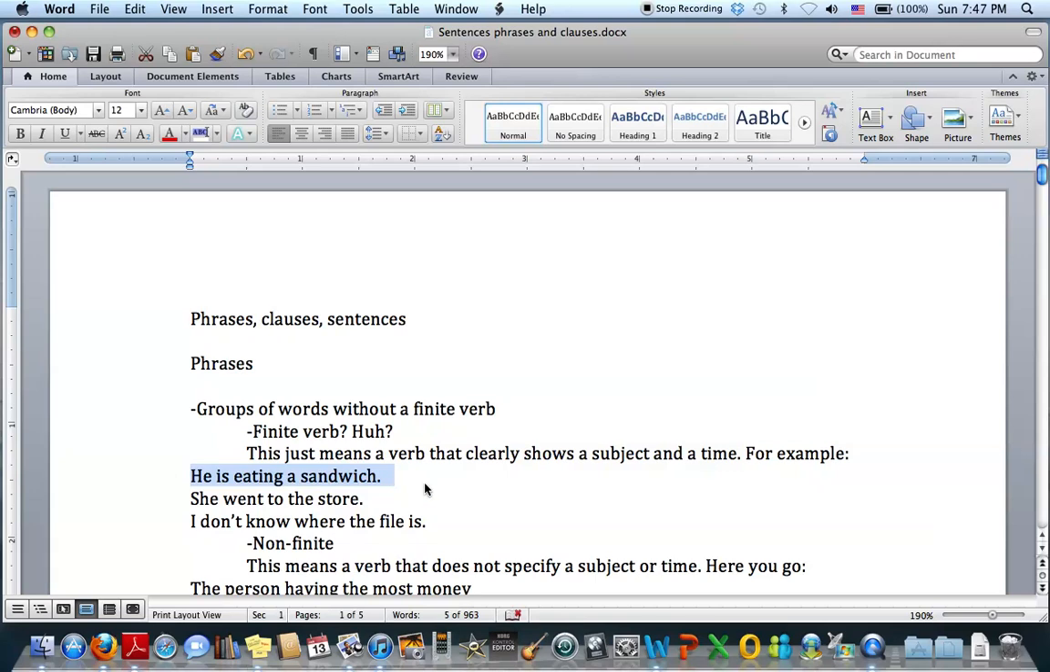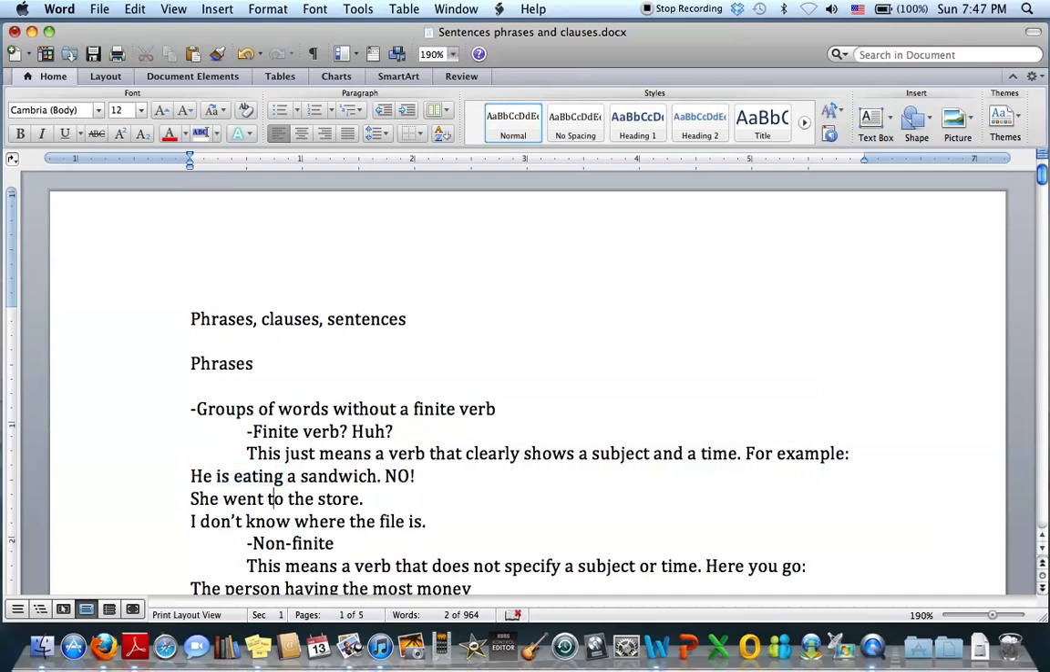One. He is eating a sandwich. Whoops, is this a phrase? No! And the reason it's not a phrase is we can see right here, there's a clear subject, he. And we can see this right here, is eating. That expresses a time, present continuous. And it identifies the subject right here too with the is.